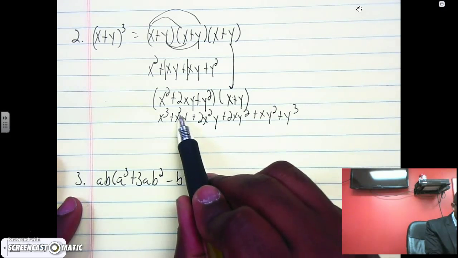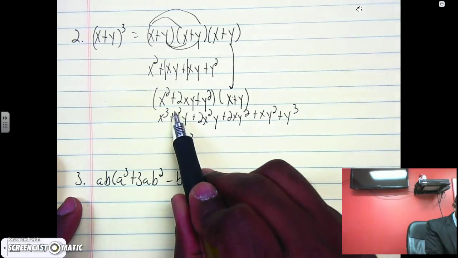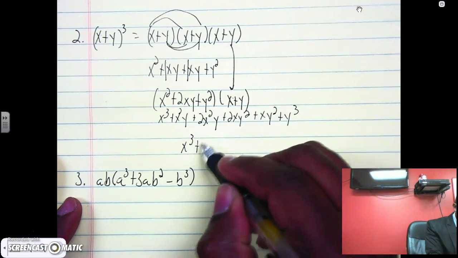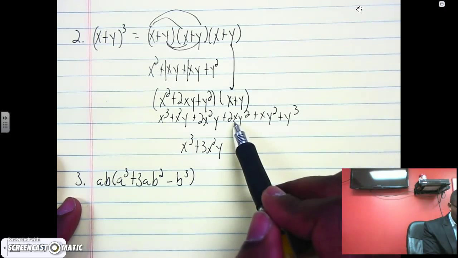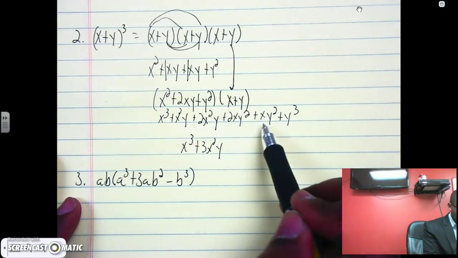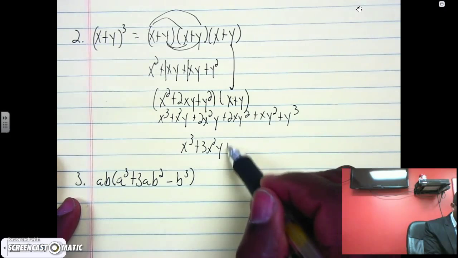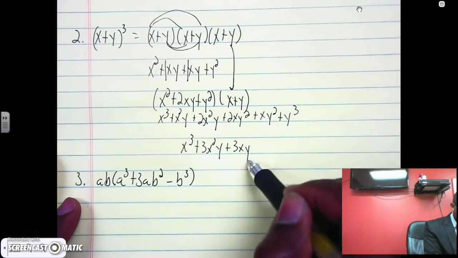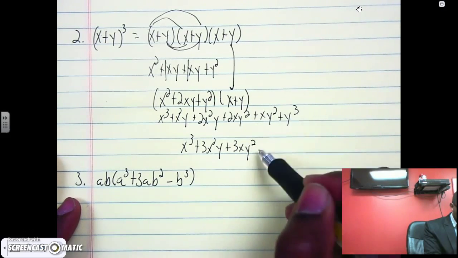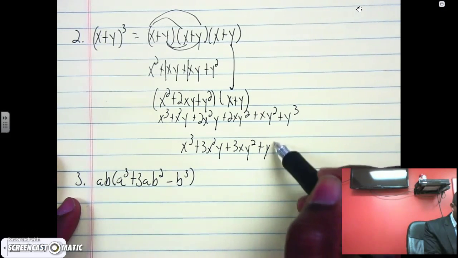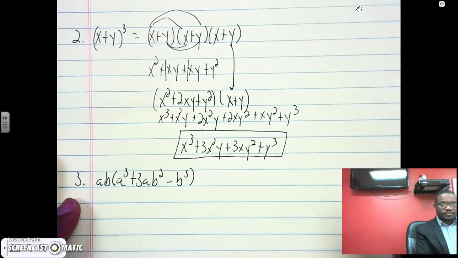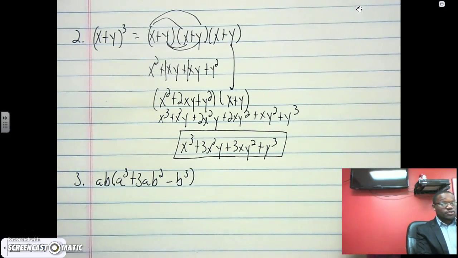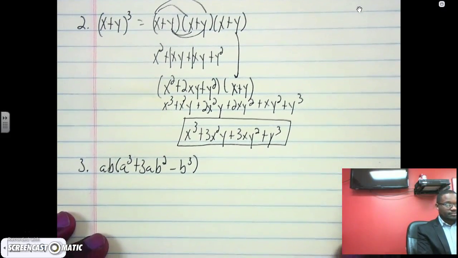Do I have any more x squared y's? Yes, I do, right here. What's 1x squared y plus 2x squared y? That's right, it's 3x squared y. And do I have any more xy squared? Sure. 2xy squared plus 1xy squared is 3xy squared. And then I don't have any other y cubed, so it's just simply y cubed. And there's no other like terms left here. Alright? Go back and review that. Rewind that if you didn't get that. Now, if I made a mistake, act like I never did it.